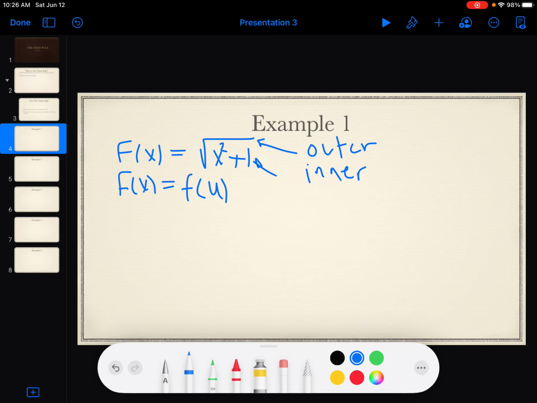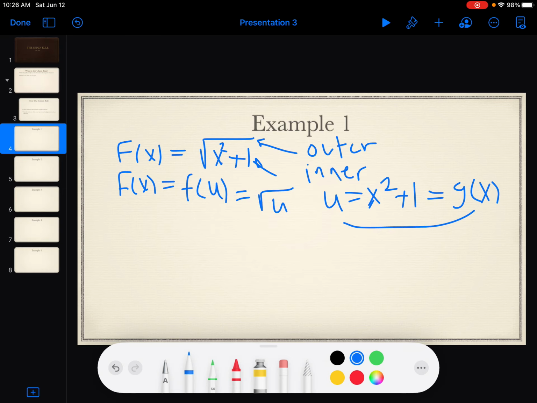So let's see where to go from there. Let's say f of x is equal to f of u. And let's say our inner function, u, is x squared plus 1. So u is equal to x squared plus 1. And we'll say that's our g of x, right? As we did before, in a previous slide, we said u is equal to g of x, and that's x squared plus 1. I just didn't write it in that same order. So let's substitute everything in. We've got f of x, substitute in g of x. So you've got f of g of x.